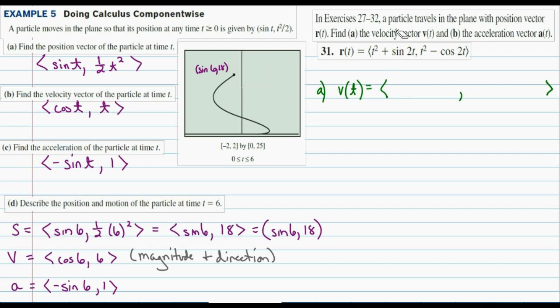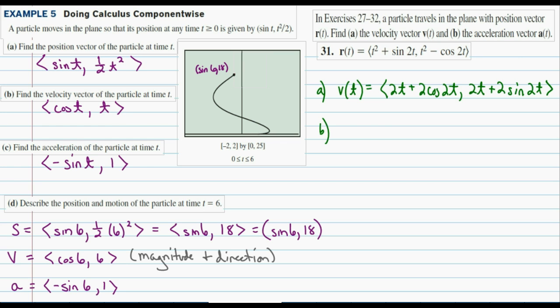So that's going to be 2t plus 2 cosine of 2t. Don't forget the chain rule. Derivative of sine is cosine, derivative of 2t is 2. Then we'll take the derivative of the expression for the vertical position of this particle, and that's going to be 2t plus 2 sine of 2t.